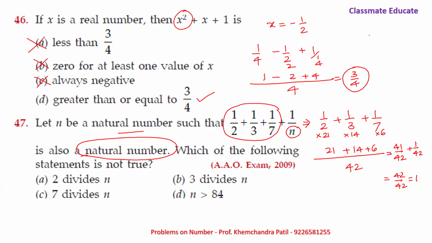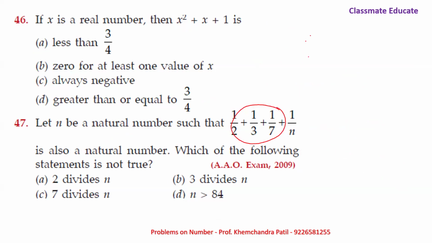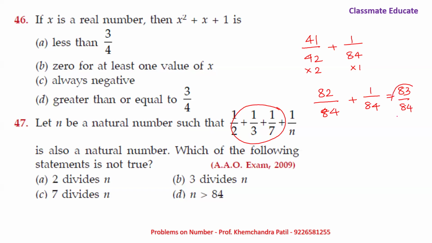और मैं क्या ले सकता हूं? If I would have taken 40, देखो यहां तक का एडिशन मेरा कितना आ रहा है? 41/42. सो इफ आई एम टेकिंग 1/84, तो क्या हो जाएगा? 1/84 अगर लेता हूं तो यहाँ पे मुझे 2 से मल्टीप्लाई करना पड़ेगा, यहाँ से 1 से मल्टीप्लाई. सो दिस इज 82/84 प्लस 1/84. So what I am getting? 83/84. This is not a natural number.